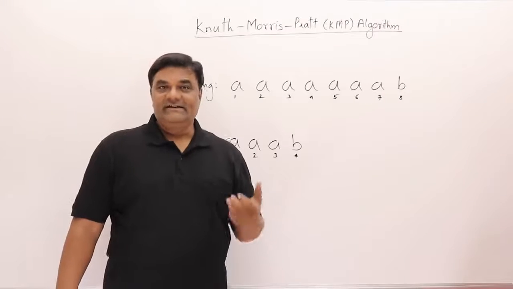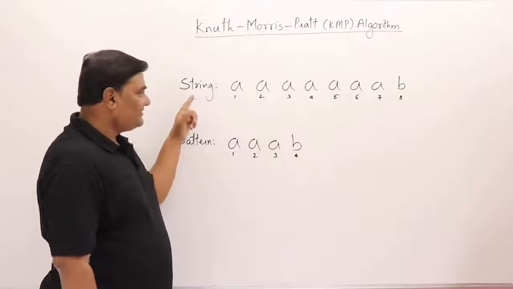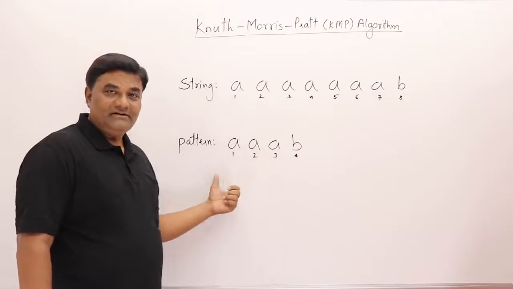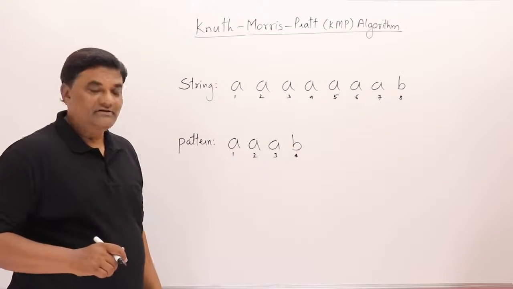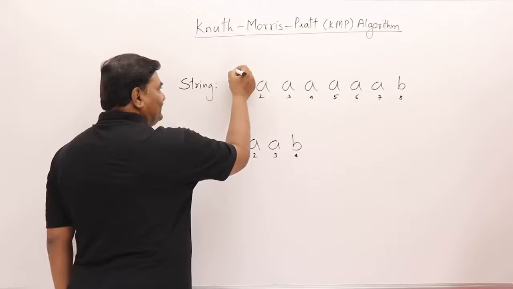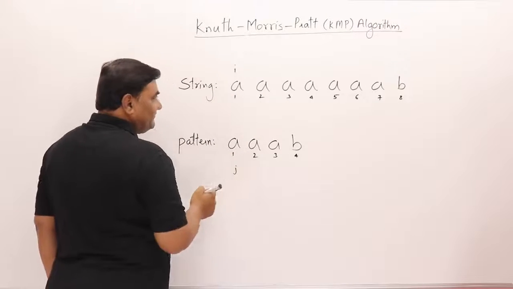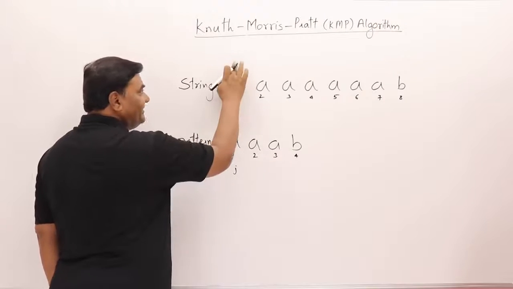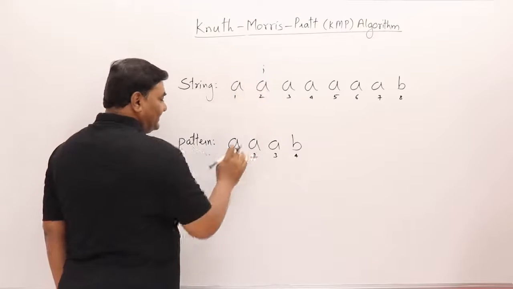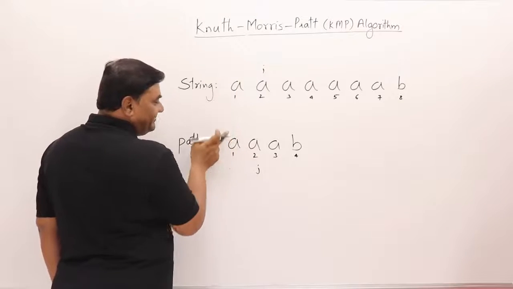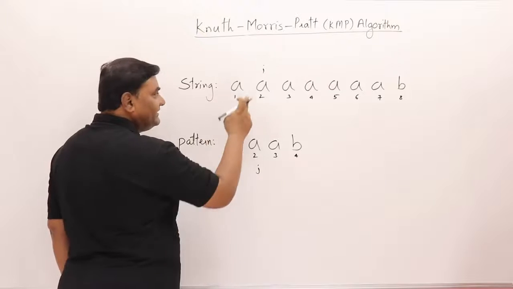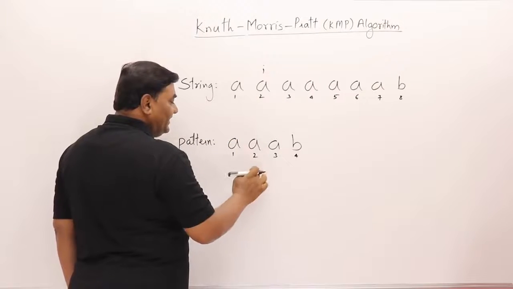Worst case of the basic algorithm. I have a string and a pattern. Let us run the basic algorithm on this one. I starting from here, J starting from here. There is a match. If there is a match, move I as well as J. See, we started from index 1 of the string. Remember this. There is a match, so move I as well as J.